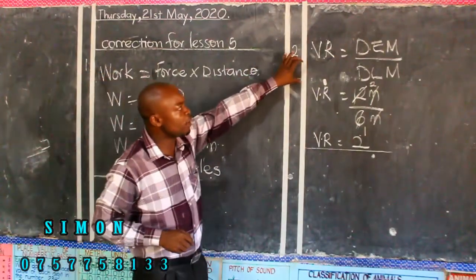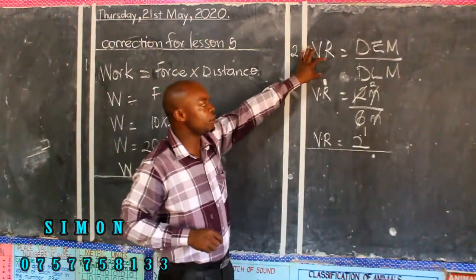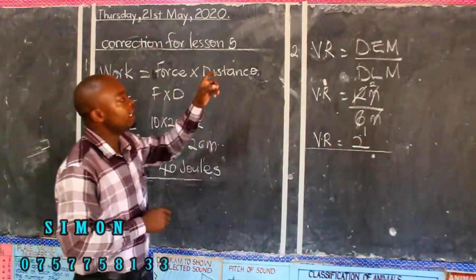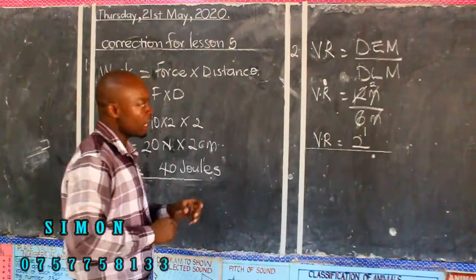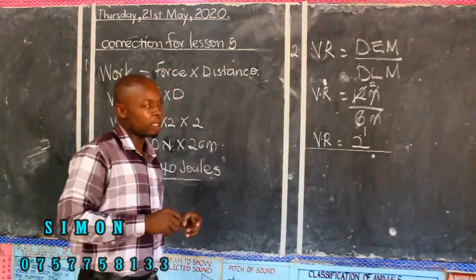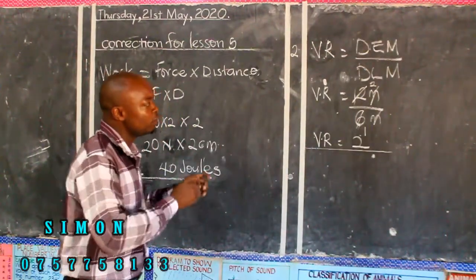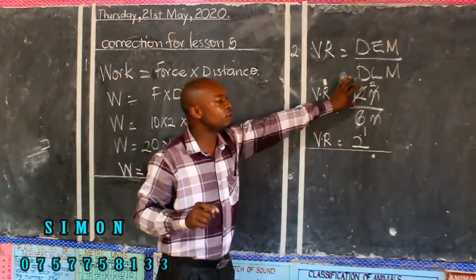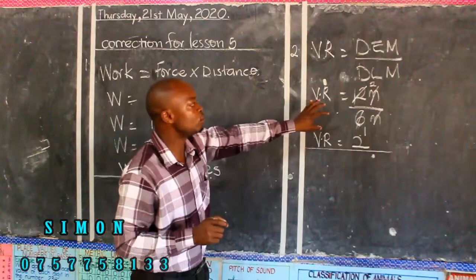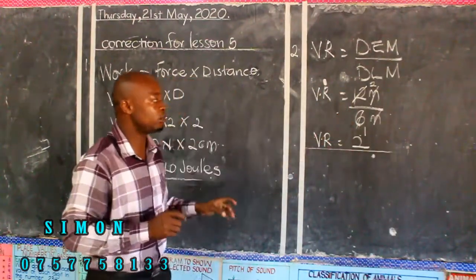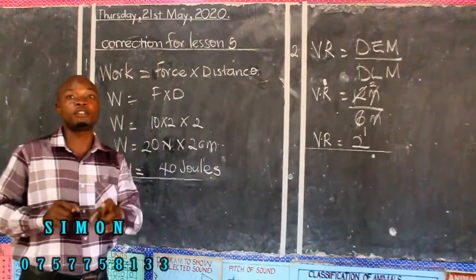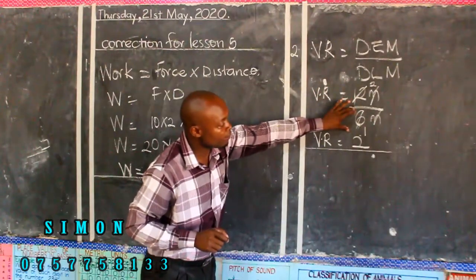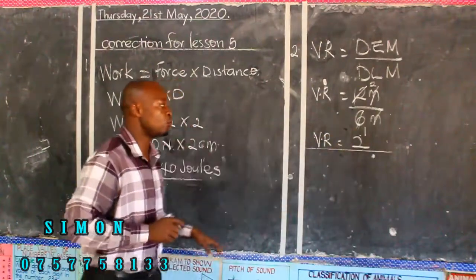We will come to number 2. We talk of velocity ratio of an inclined plane. We said velocity ratio is equal to the distance the effort moves over the distance the load moves. And when you check on the inclined plane, the distance the effort has moved is 12 meters, which means we are going to divide 12 by 6 to get the velocity ratio. As you have seen, we divide 12 by 6, and the answer is 2.